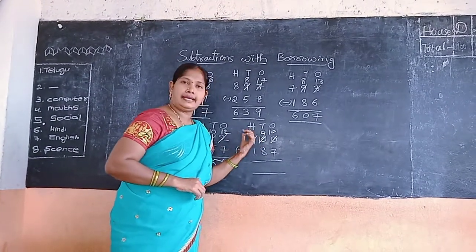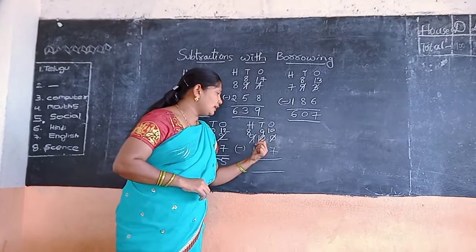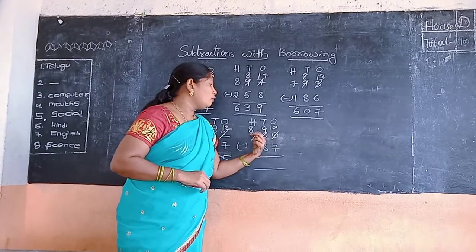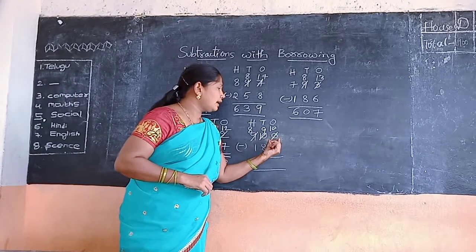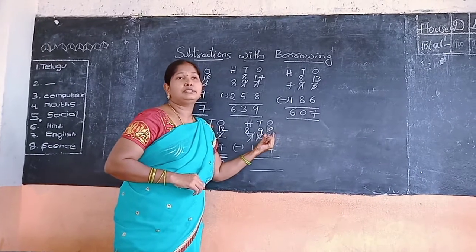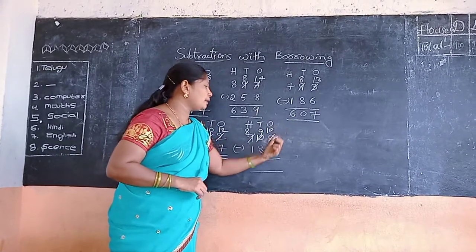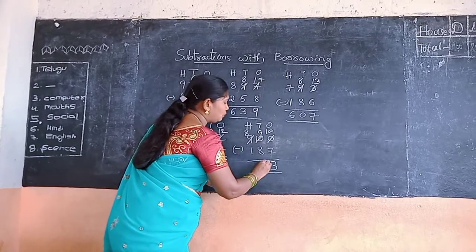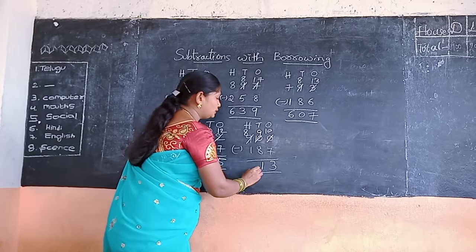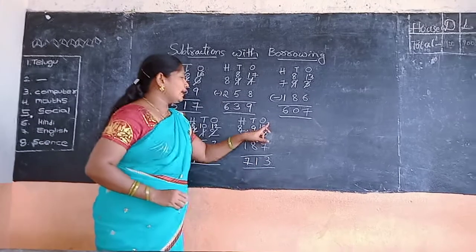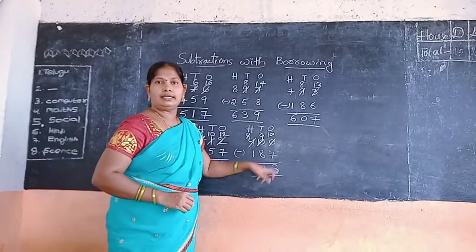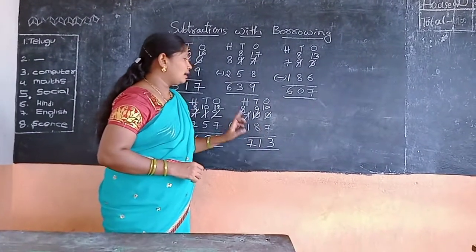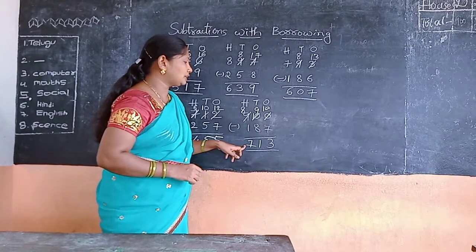Now taking borrowing from 100's place. Okay, 9 becomes 8. Then you take the borrowing of one number. Okay, 0 means 10. Then you reduce one. 9 is coming. Then 0 plus 10 is 10. 10 minus 7 is 3. That is 1's place. Next, 10's place, 9 minus 8 is equal to 1. Next, 8 minus 1 is equal to 7.